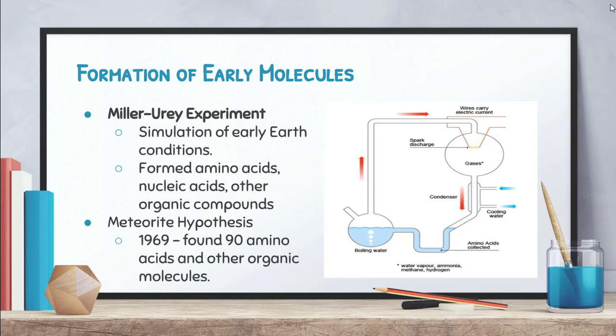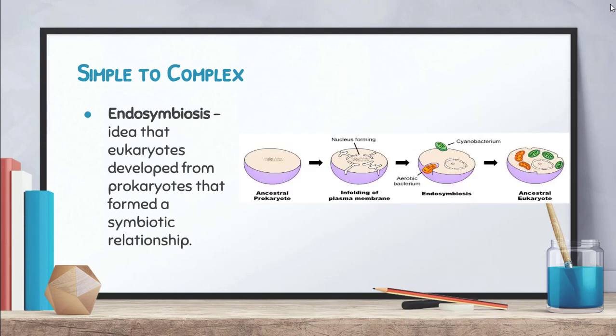And what they found was that they actually collected a variety of amino acids, some precursors to nucleic acids, and other important organic compounds that are necessary for life. So this is one possible explanation of how carbon-based life forms and the components that are necessary for life may have been found on Earth. So how did things go from being simple to complex?